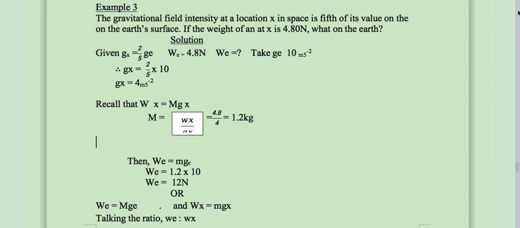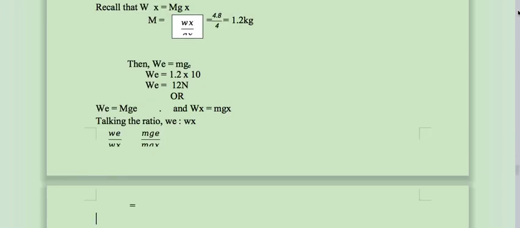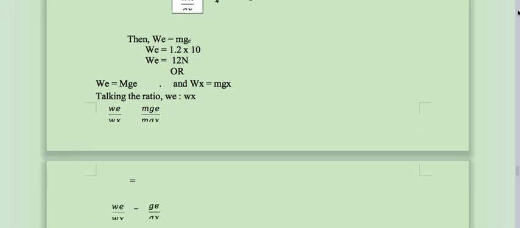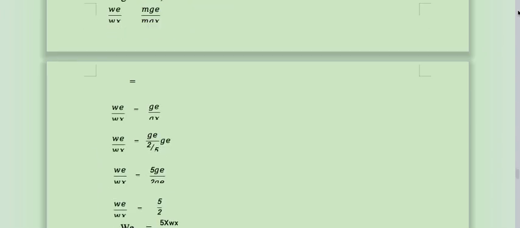Then the weight of the Earth is equal to the mass times the acceleration due to gravity, the acceleration of free fall, the gravitational field intensity of the Earth. So WE equals 1.2 times 10, which gives us the weight of the Earth to be 12 Newton.